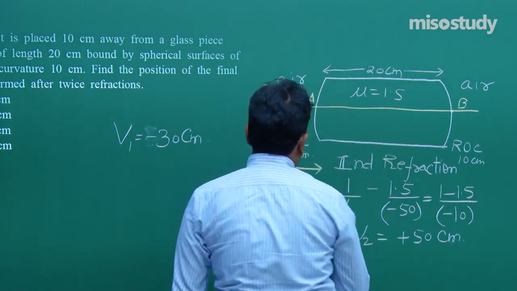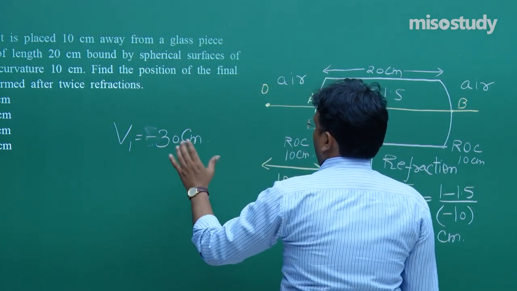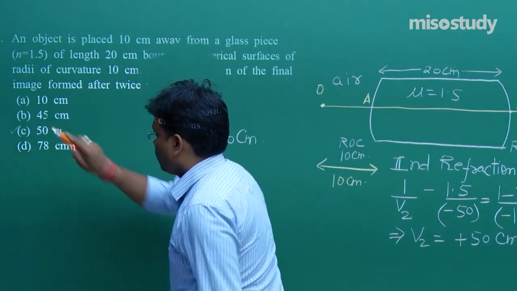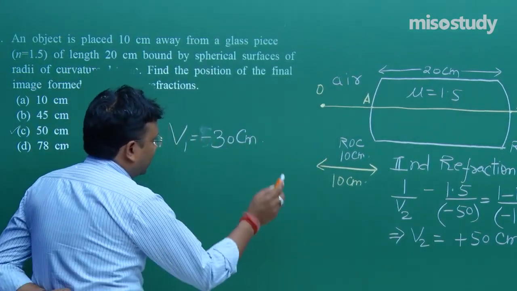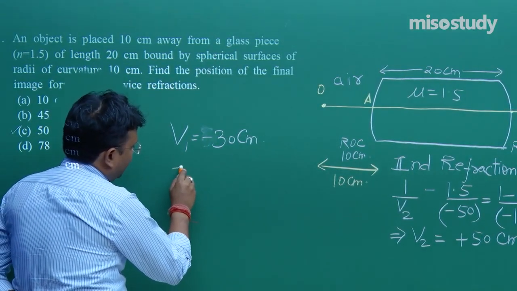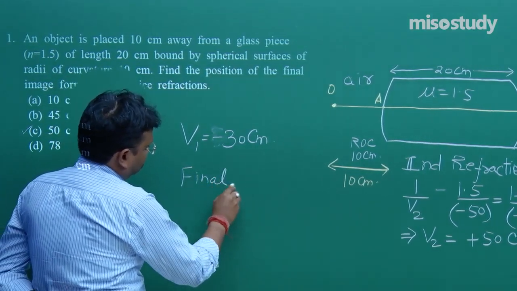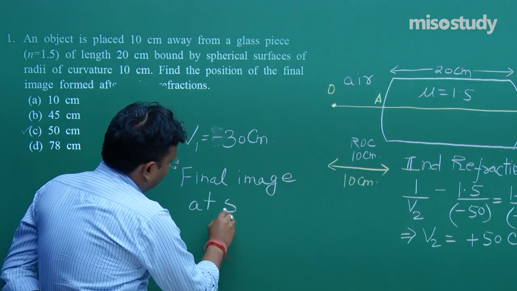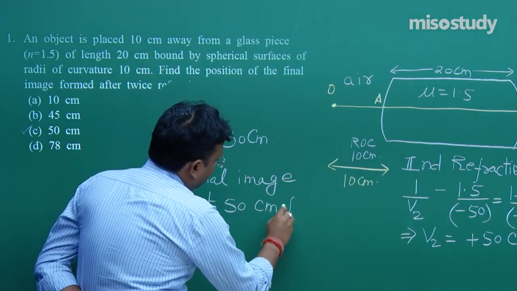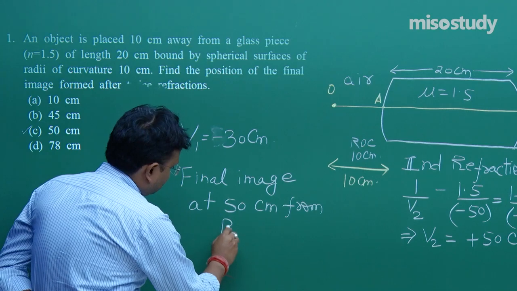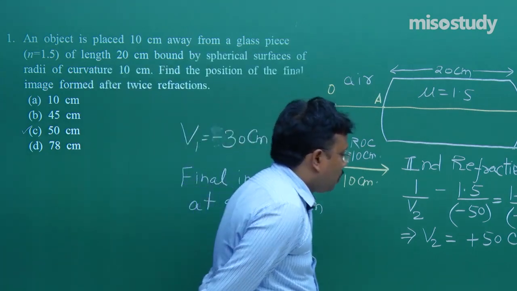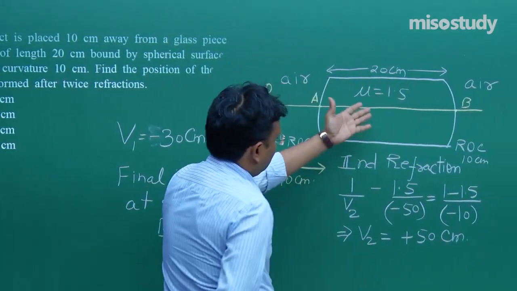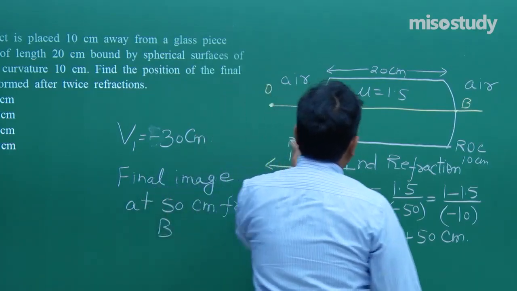So the answer is going to be, image will be formed at 50 centimeters from B. Fine. So C is the correct answer, and let me write down the complete answer. Final image at 50 centimeter from B point. Fine. So this question was not a difficult one, a simple question and a very simple answer, using the same formula twice.